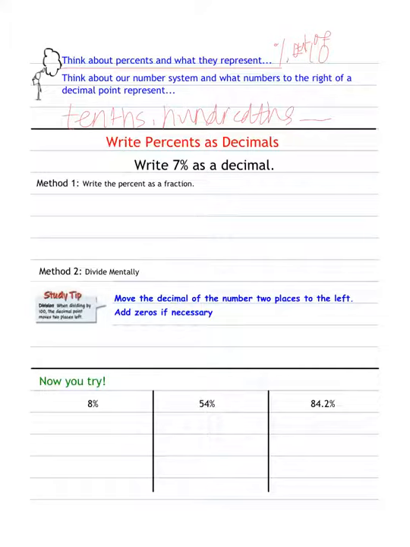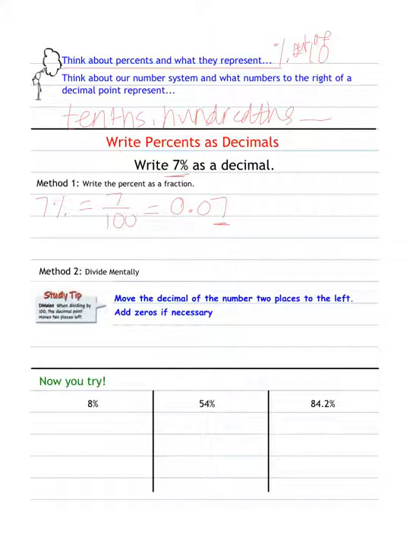So if we have 7%, I know that 7%, again, like we just said, is out of 100. So 7% would just be 7 out of 100. I drop the percent and write the number out of 100. And then, as we know, when we've learned about decimals, 7/100ths is in my hundredth spot, so 0.07.